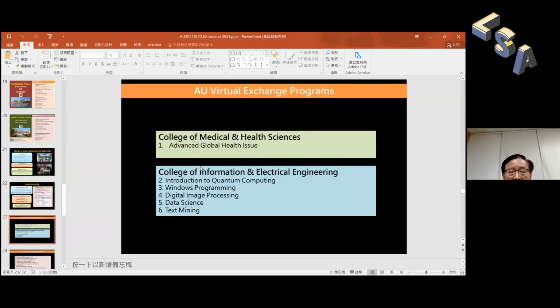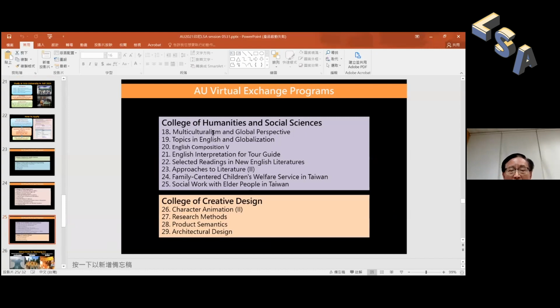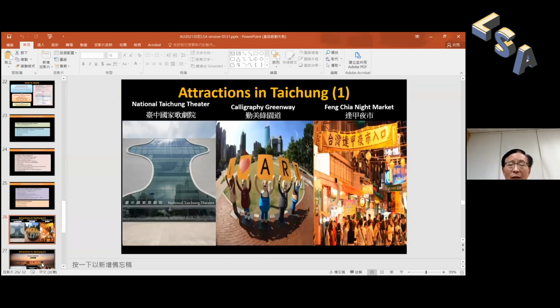Just to give you some idea about the courses we are offering: 1 from health and medical, 5 from information and electrical engineering, and more than about 10 from management. And this is from my college, humanities and social sciences, and then some from creative design. Then finally, I just give you some attractions in Taichung. Unfortunately, because this is online, you cannot have a personal experience of all these attractions in the Taichung area. Just to give you some idea.